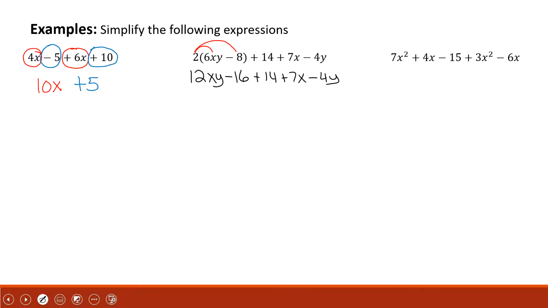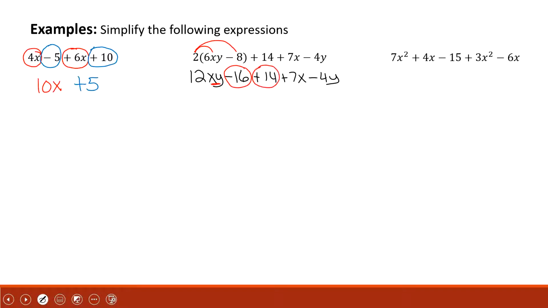So now again, we're going to go through and look for our like terms. So look, I have 12xy. I have an x and a y, but I don't have terms where it's combined. So this is one term. The xy is now one term. We have to consider that a term. I don't have another xy, so I'm not going to do anything with that. I have a minus 16 and a plus 14.